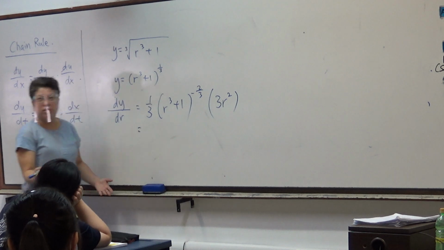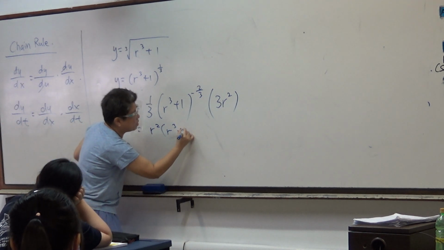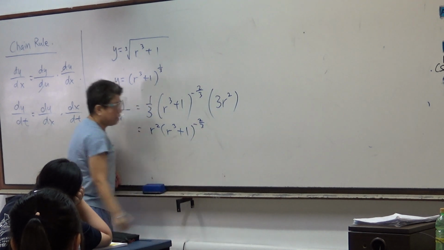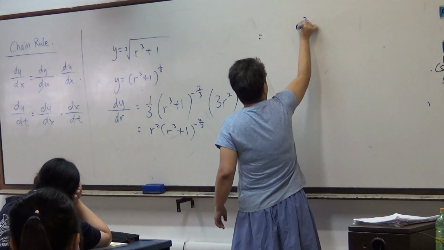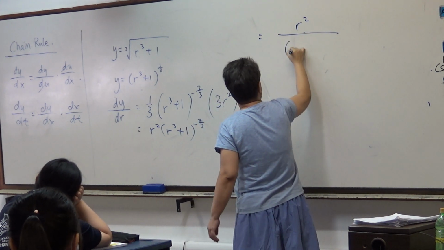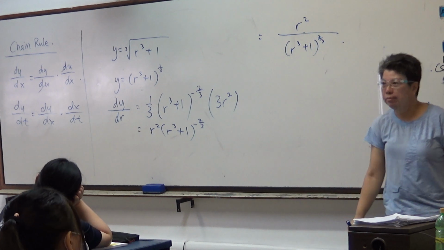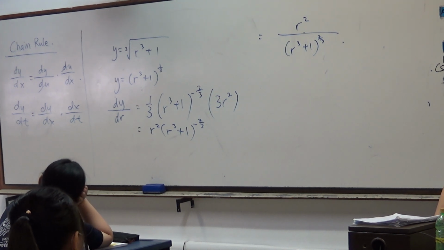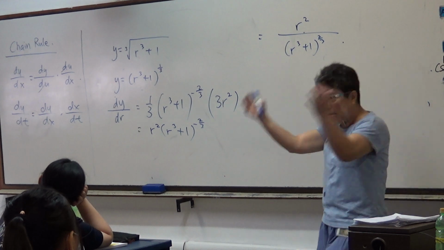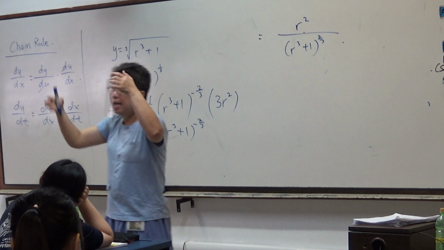1/3 times 3, of course, is 1. So I'll get r squared, r cubed plus 1 to the power of negative 2/3, right? If I want to write it nicely, it will be r squared over r cubed plus 1 to the power of 2/3. That will be fine. Everybody okay? Can or cannot? So it goes out and then in. Understand? You use the same rule first, after that you differentiate the inside.